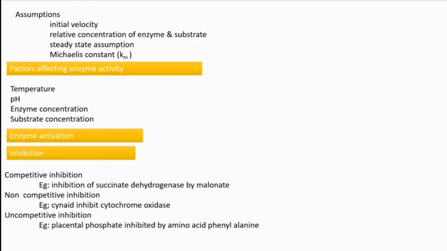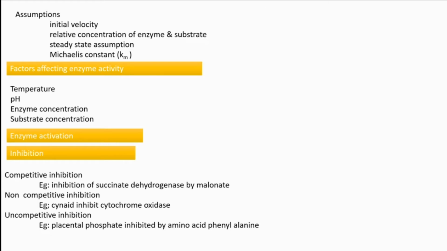Then think about the other situation. Larger Km value. Larger Km value means that enzyme has very less affinity towards the substrate. So what we can do, we just need to increase the amount of substrate to achieve that half Vmax rate. Now I think it's very clear to you. Okay.